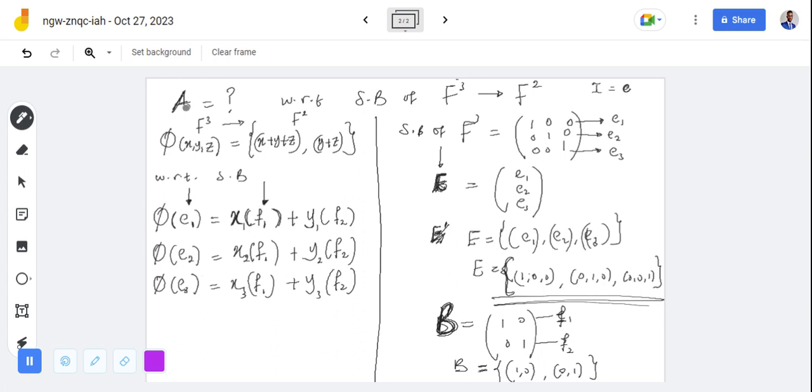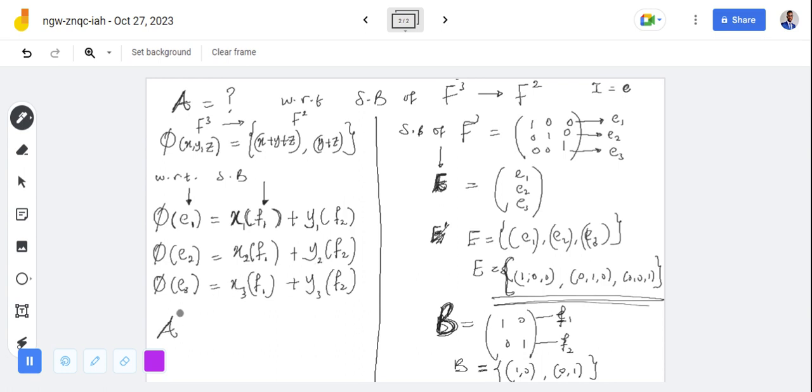So you know how to form matrix A. Our main target is this: from the question we already know our E1, E2, E3 from the standard basis. We know F1, F2. But what we need now is to look for X1, Y1, X2, Y2, X3, Y3. If you can get all these values, let's say this one is 1, this one is 2, this one is 3, this one is 4, this one is 6.